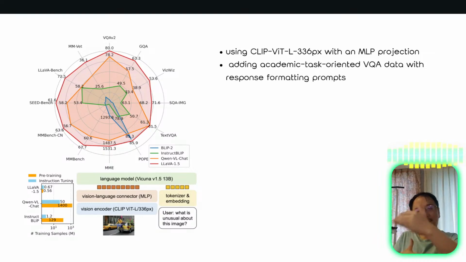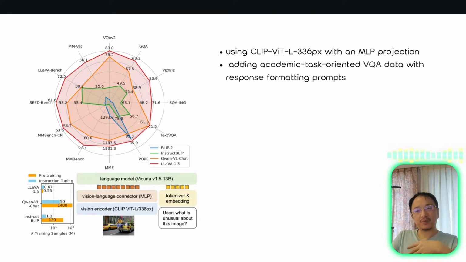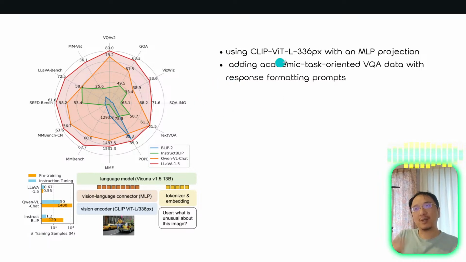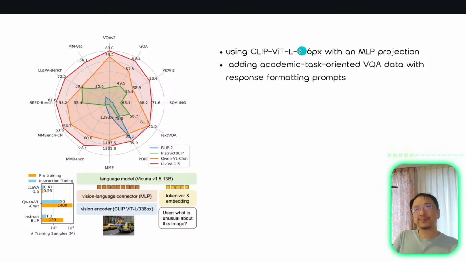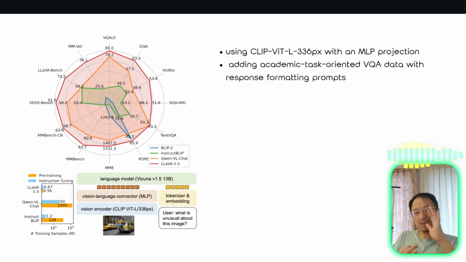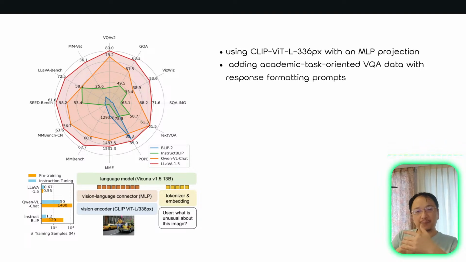And in some situations, like surveillance cameras or something, most of the time you require higher resolution images. So this one is trained for high resolution images. And it is also adding academic task-oriented VQA, just like InstructBLIP and MiniGPT-v2.